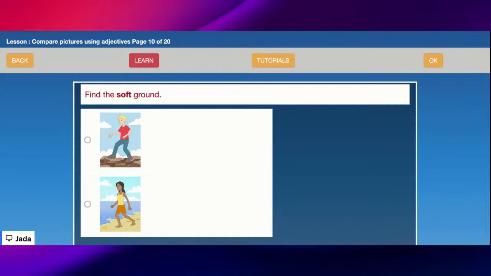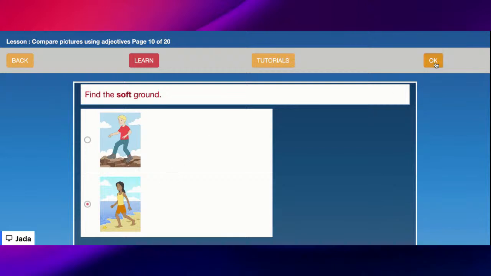Okay, that's great. So it is what? Okay, B. All right. So that's it for this part of the adjective.